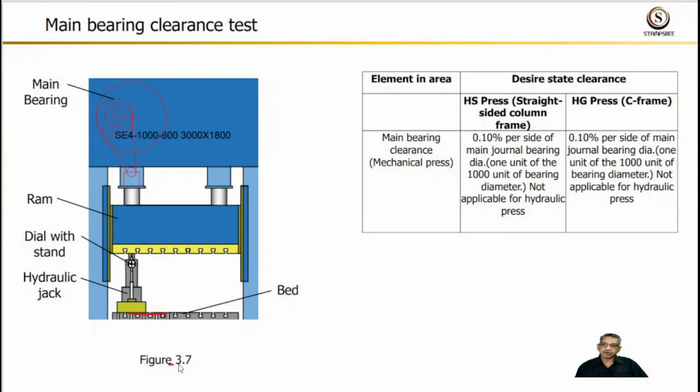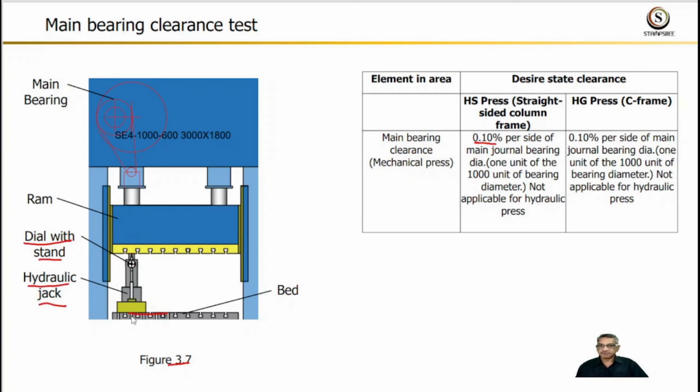Figure 3.7 shows the setup for the main bearing clearance test. The standard value for straight sided press is 0.1% of the crank diameter. Now we will understand the test. The instruments required are plunger type dial with a magnetic stand and hydraulic jack.